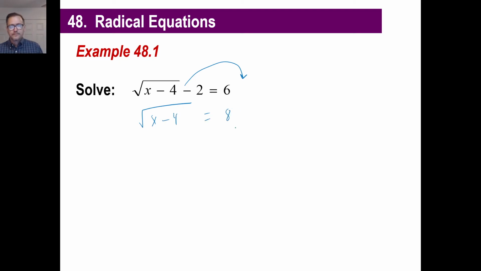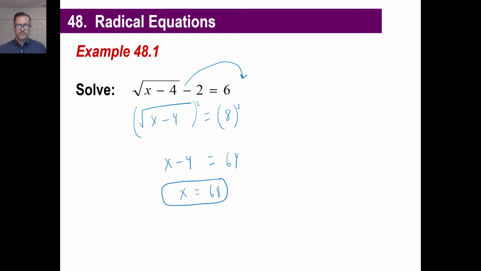Now to get rid of the radical, you're going to have to square both sides. If you just square that, you'll have whatever's under the radical, just x minus 4. Over here you're going to have 8 squared, which is 64. And of course, if you move the 4 over, you'll get 68. There is one thing we have to do though.